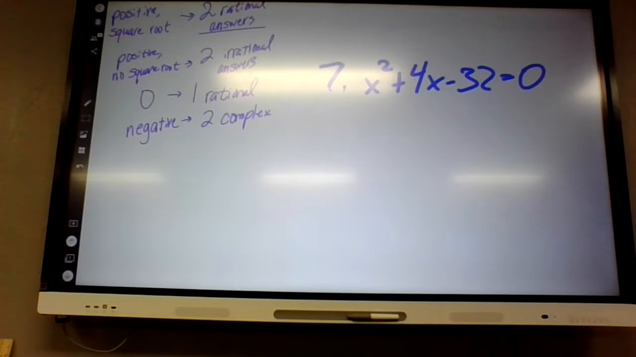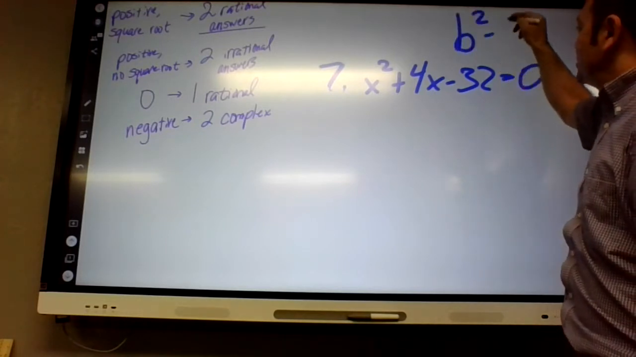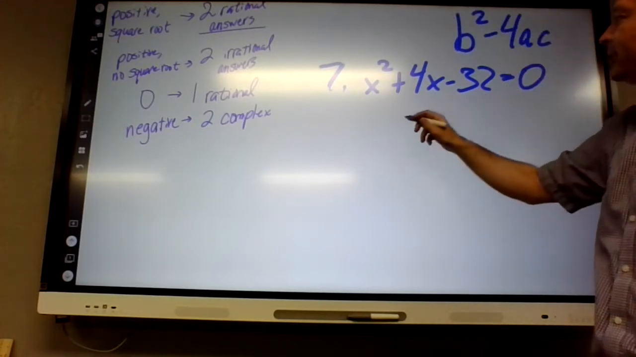So we're doing the b squared minus 4ac, the discriminant. So we still need the a, b, and c. So what's my a, b, and c?